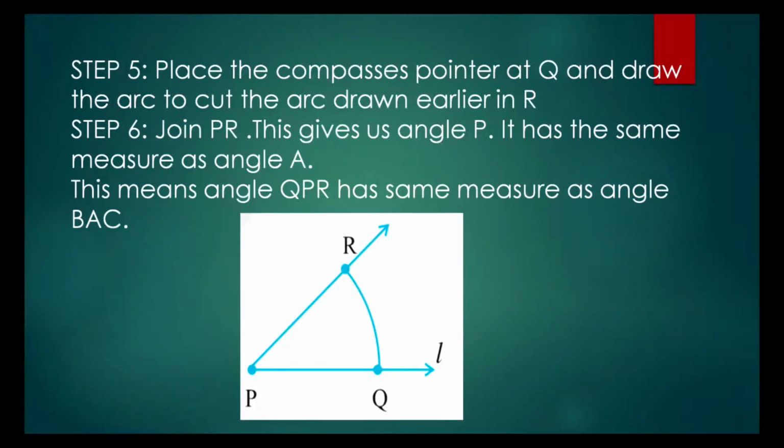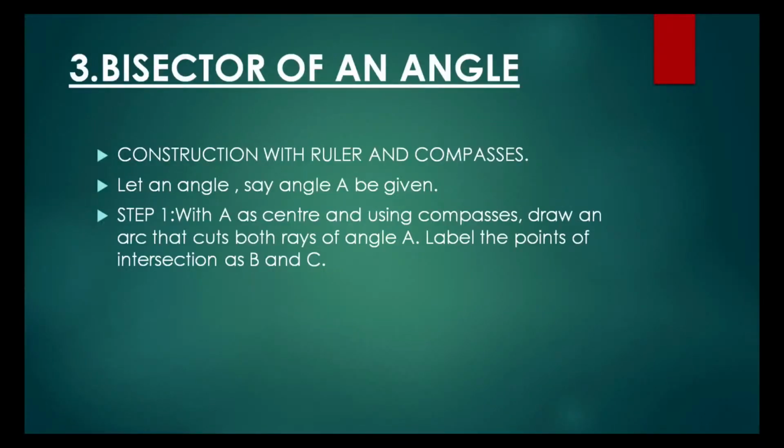So children, I hope it is clear. You learnt how to make a copy of the angle whose measure is not known to us, right? So let us move on to the next construction now. We will learn now how to make bisector of an angle. What do you mean by bisector? Bisect. So bi means two and sect means cut. It is cutting the angle into two equal parts.